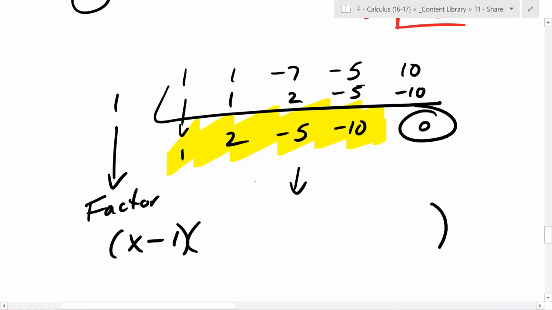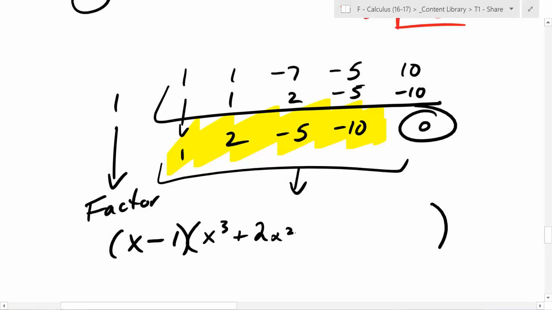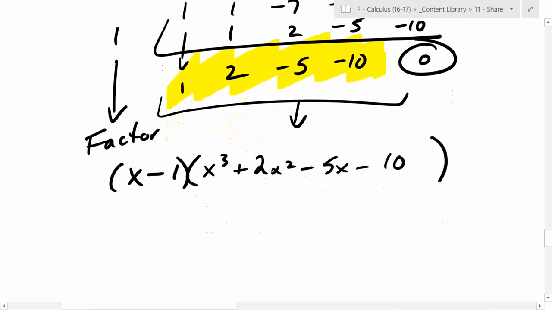X to the third. Yeah, you have to kind of go right to left and count. X to the third plus 2x squared, minus 5x, minus 10. Hey, we just factored out the first term. Technically, has the degree gone down 1? Yes. Now, though, what do we have to do again?